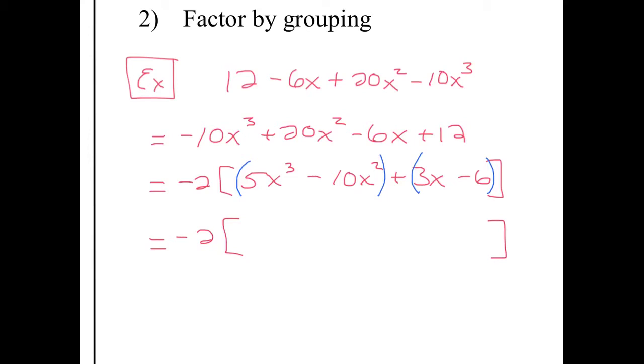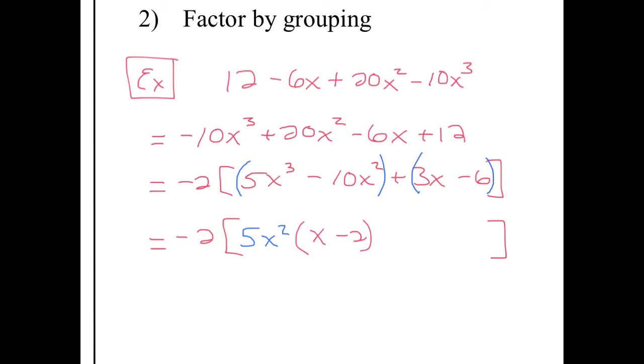It's extremely important that you have this plus sign between those sets of parentheses. Then you find the greatest common factor of each group. Of this first group here, the GCF is going to be 5x squared. I write that out in front. And then I leave in parentheses what's remaining, which is going to be an x minus 2.